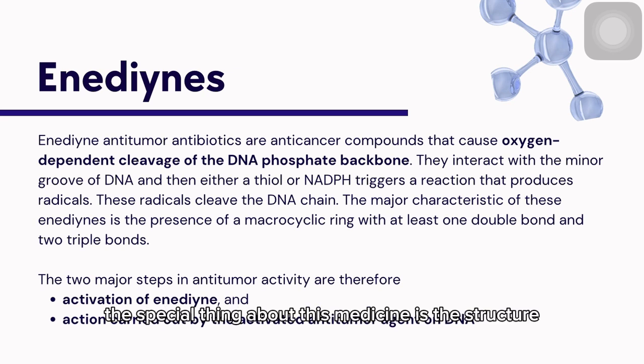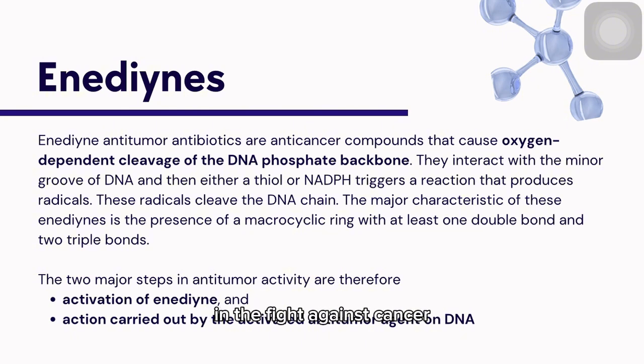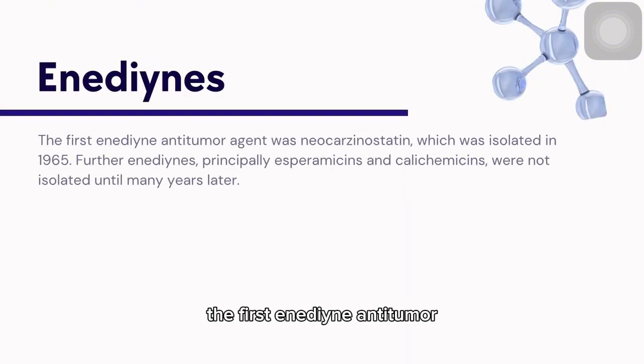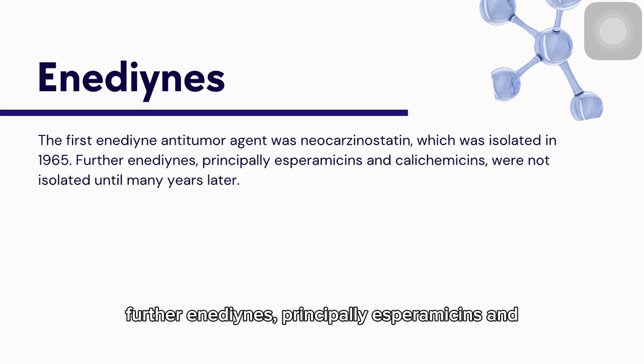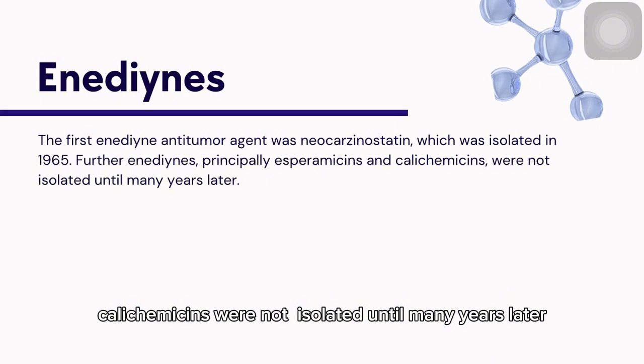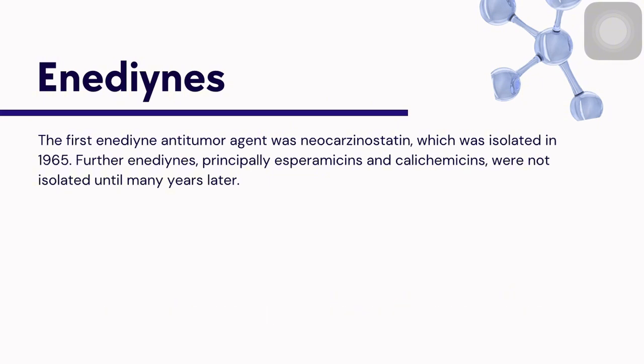The special thing about this medicine is the structure. They have a ring shape with some double and triple bonds. This unique structure helps them in the fight against cancer. The first enediyne antitumor agent was neocarzinostatin, which was isolated in 1965. Further enediynes, principally esperamicins and calicheamicins, were not isolated until many years later.